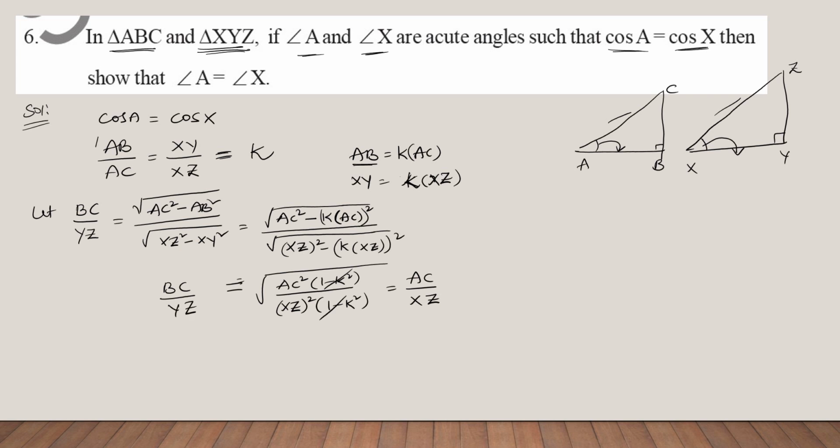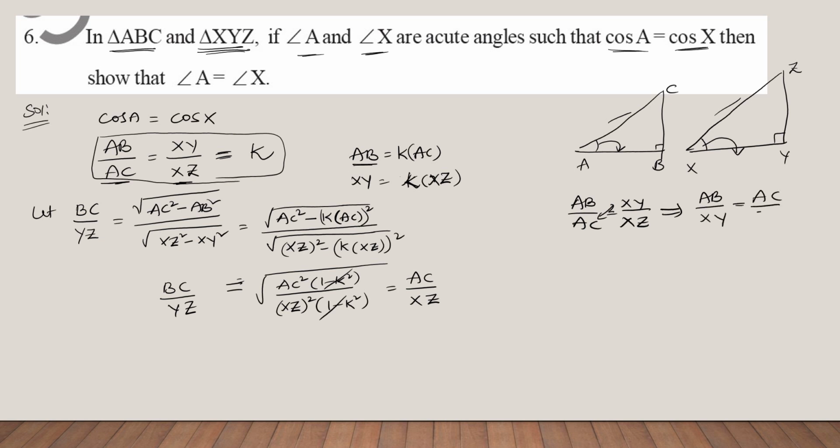Now from the previous condition, from this condition, what I am going to get is AC by XZ. Now from this, AB by AC is nothing but XY by XZ. On interchanging these two places, what I am going to get is AB by XY is equal to AC by XZ. AB by XY is equal to AC by XZ. But here what I got is BC by YZ is equal to AC by XZ.